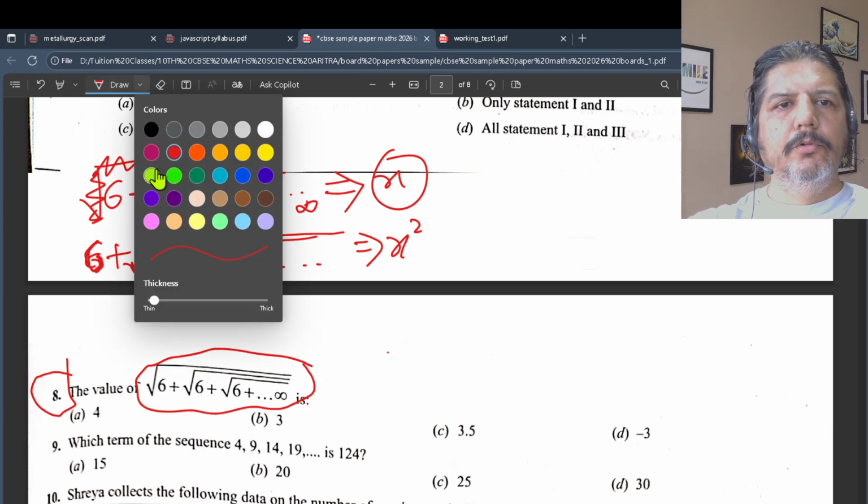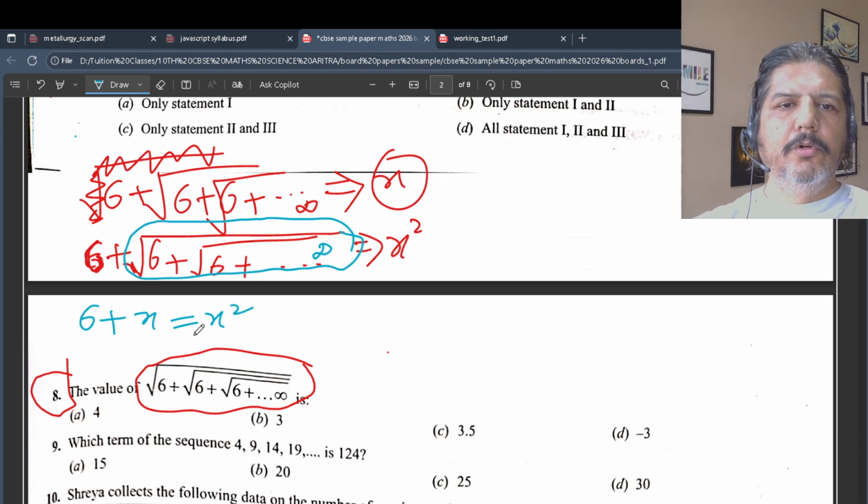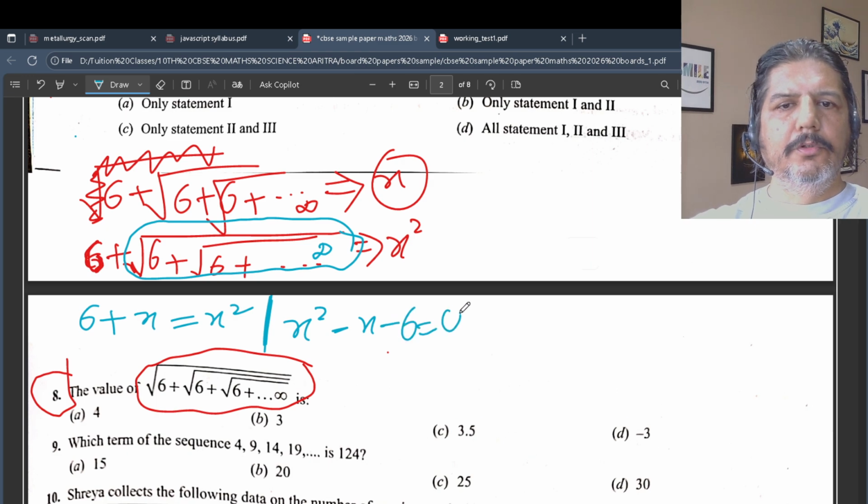Now I want you to look closely at this part. This has gone to infinity. So doesn't it remind you of something? What? It reminds you of the initial x is equal to x square. Now if you look closely at this, we have a quadratic equation. What kind of quadratic equation? x square minus x minus 6 is equal to 0.